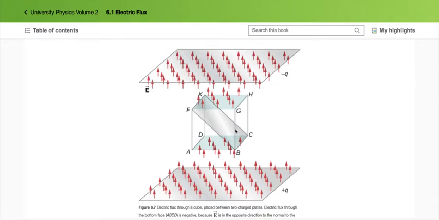There's no flux through this side over here. E's not passing through this surface. E is running right along that surface. Same with the front.